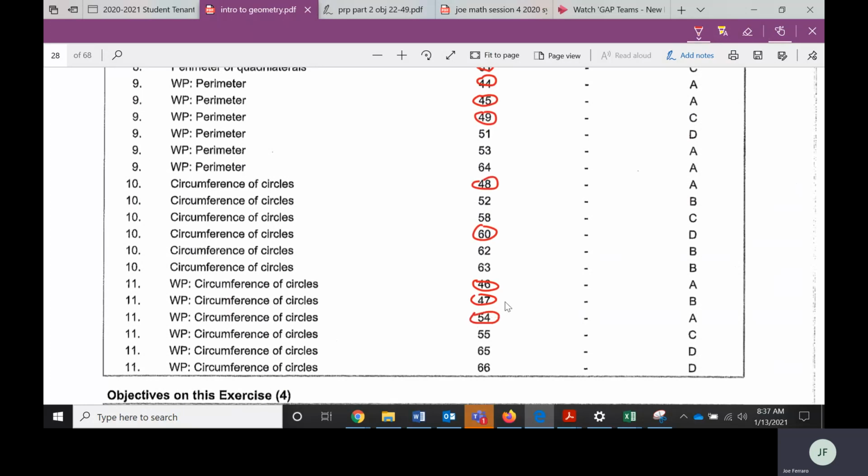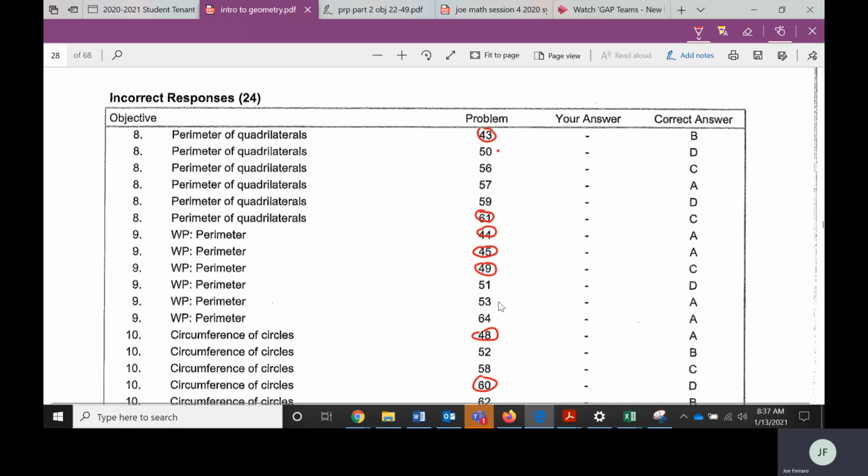So now again, the way you can use this is if you're trying a number, like number 57, and you're not sure how to do it, you're not getting the right answer, you're not getting letter A. Well, we did two others in this category of objective 8, perimeters of a quadrilateral. So if you look at 43 or 61, one of those should help you figure it out. And if you still can't figure it out, that's when you ask me a question. It's important to ask questions if you're not understanding this. Some of you are doing that, not enough of you.